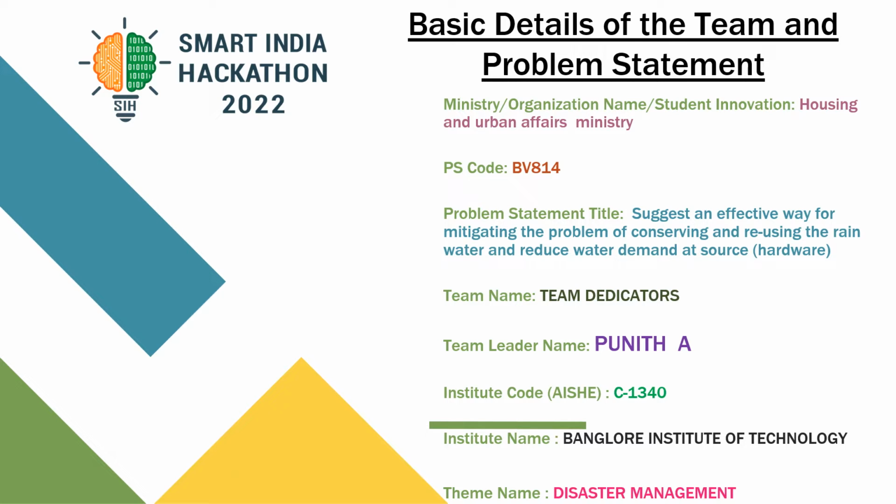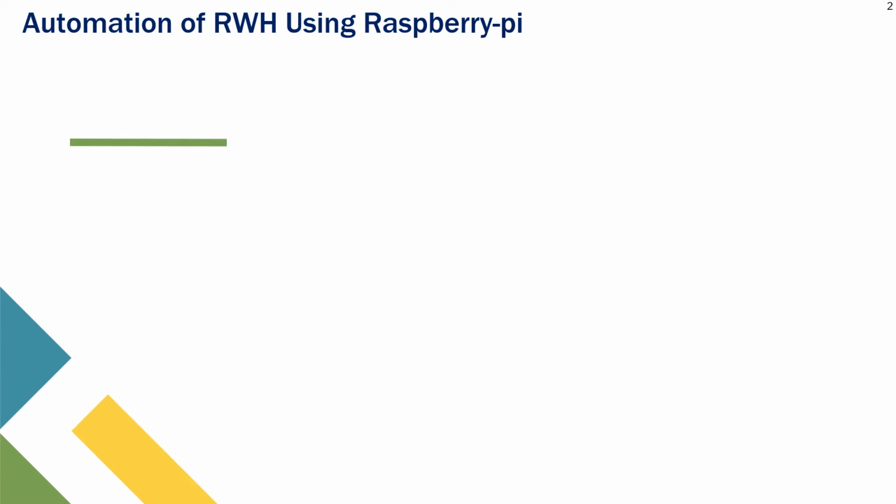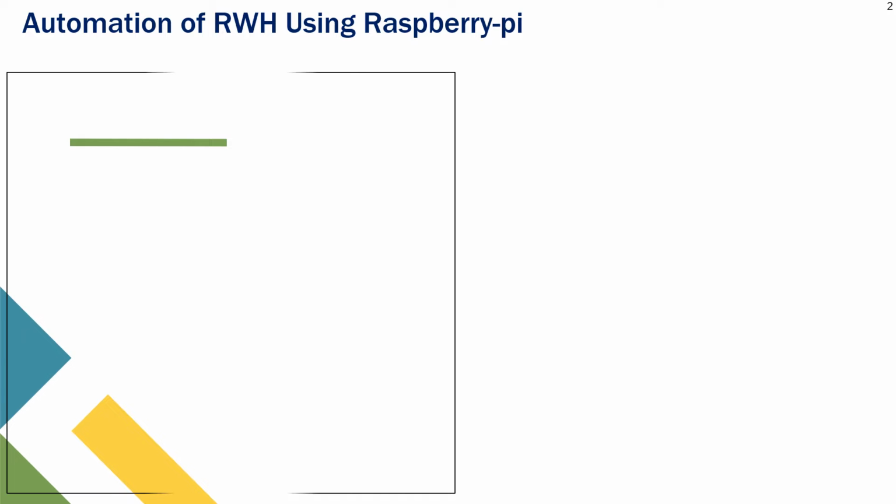Here again, as I said, we are with the idea using pH: automation of rainwater harvesting using Raspberry Pi. Let's project a pH 5.6 in a smart network connected device which mainly focuses on how to save water and utilize it properly.